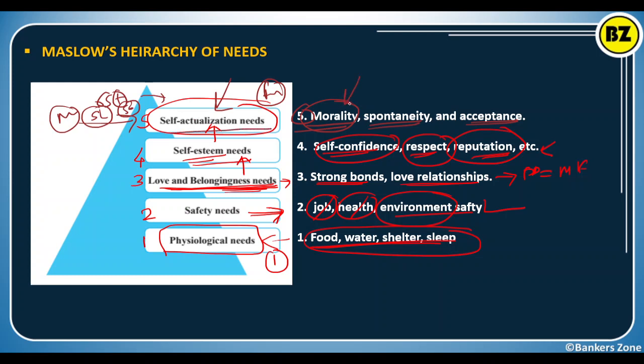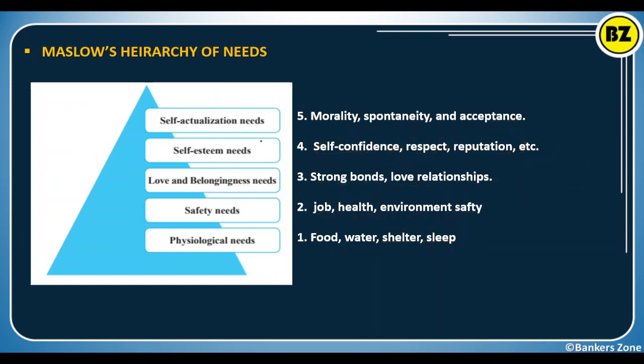You will have very high morals, and you will have the acceptance level. That means you are perfectly mature here in the fifth level of need, that is the self-actualization need. So these are the needs you have to understand. From an exam point of view, you should remember what physiological needs means, very basic, easy to remember. Then the levels you have to remember: physiological needs, safety needs, love and belonging needs, self-esteem needs, and self-actualization needs.